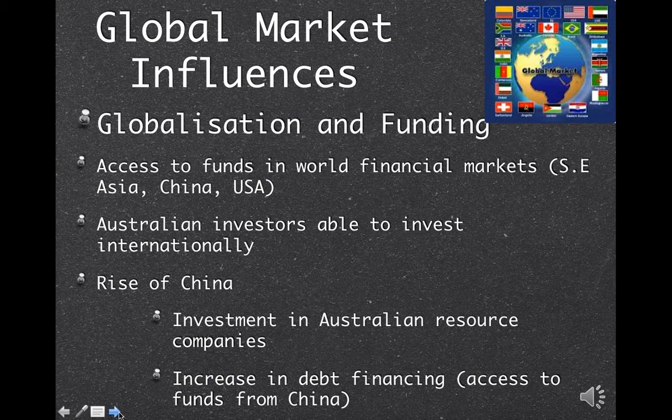Australian investors are also able to invest their money internationally to get some return on their investment. So there's much more scope for people to get money and receive money. China, as you know, is a growing economy, a growing country, and China have a lot of investments based on resource companies in Australia, like mines and agricultural centres. There is an increase in debt financing because of this. It means businesses can go to China and receive large loans.